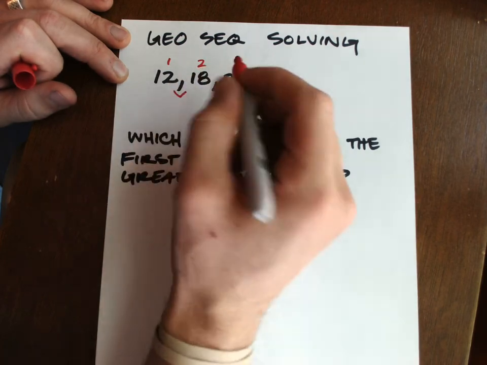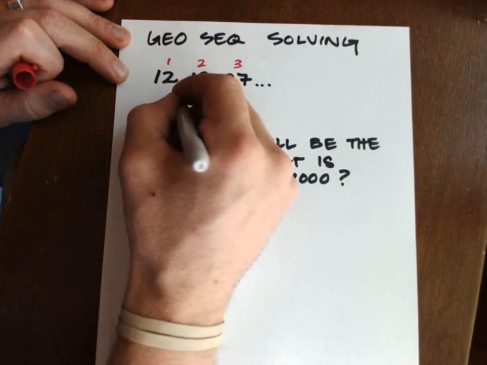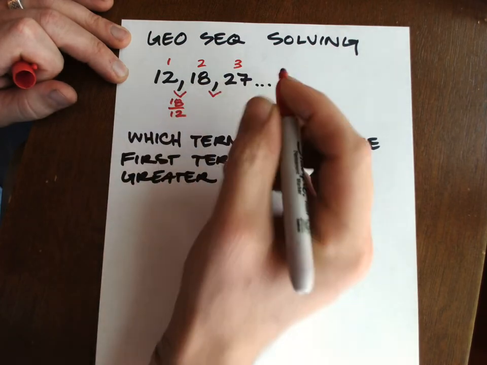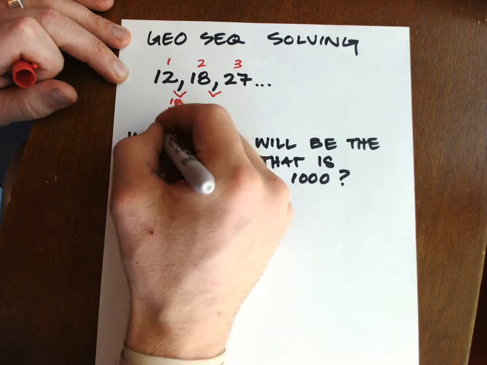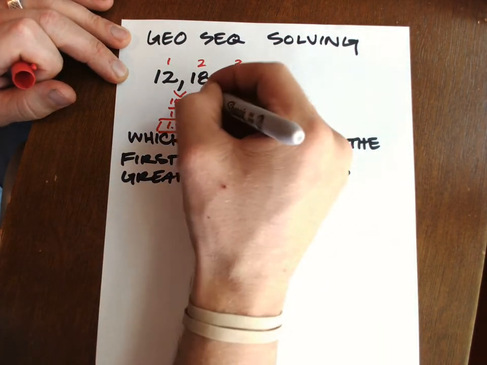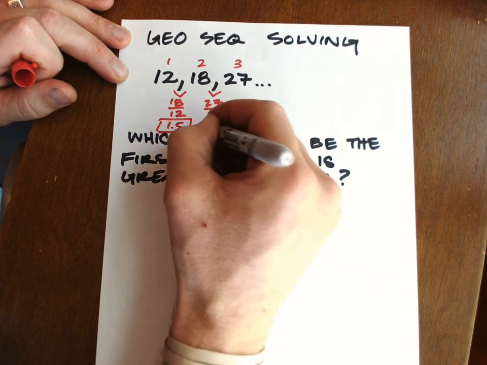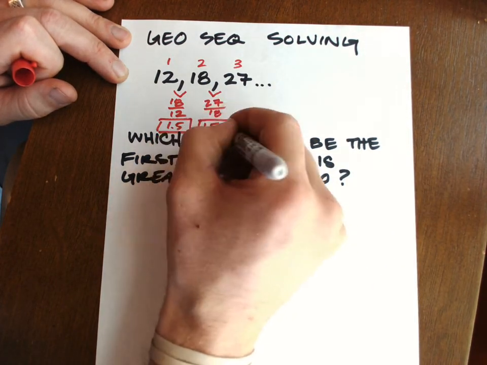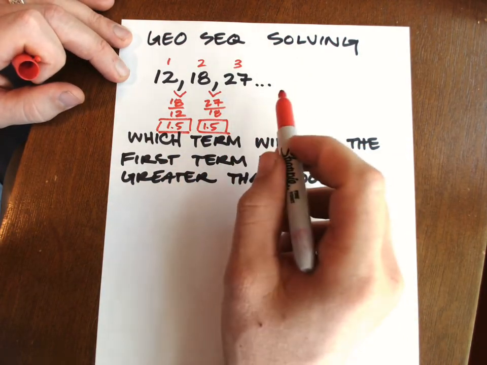Now, this one here is a multiplying pattern, and to find out what it's multiplying by, if we divide these, 18 divided by 12, that'd be 1.5. It looks like it's multiplying by 1.5. Let's just confirm that. 27 divided by 18 is also 1.5. Okay, so this pattern here then multiplies by 1.5.